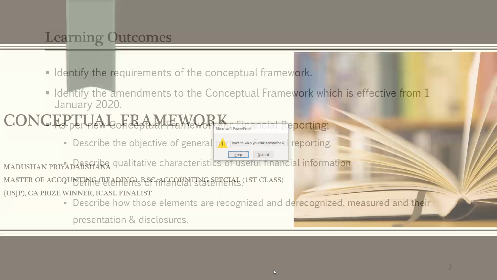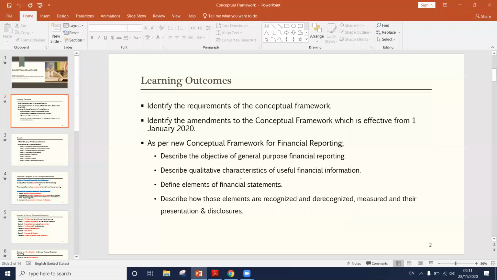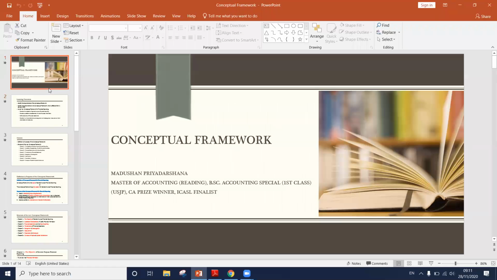So with that we will conclude. In the next session we will discuss LKS 1 and some of the past paper questions related to these areas, and LKS 16. For LKS 16 I will not discuss in this manner; we will directly move to the past paper questions. Okay, so with that we will conclude. Thank you.